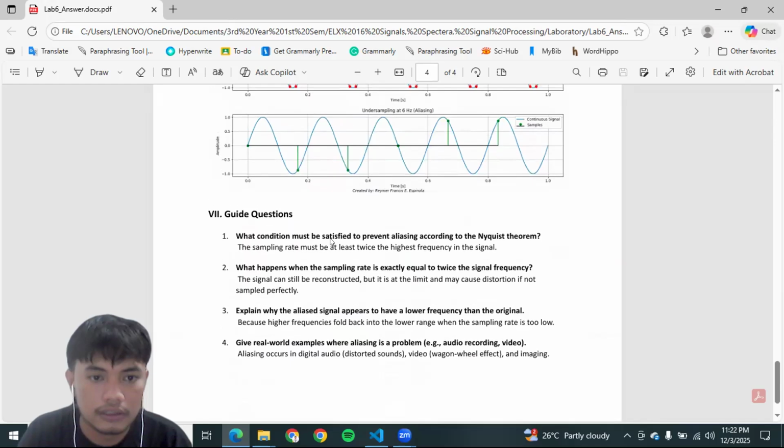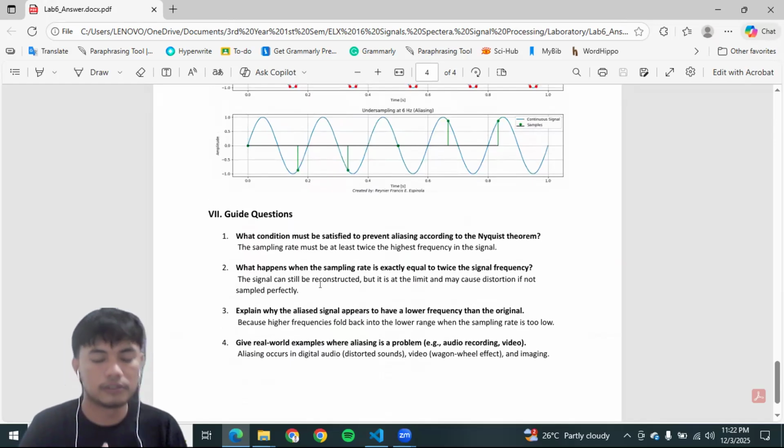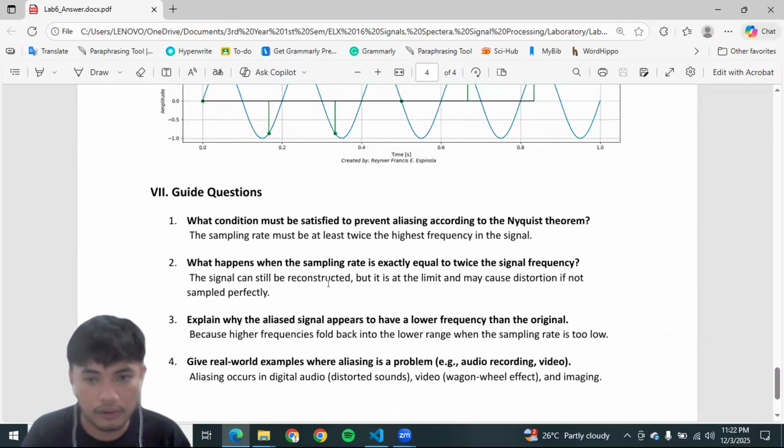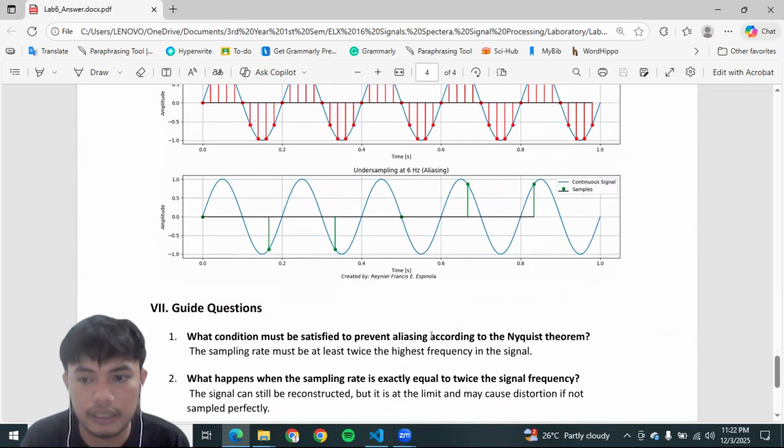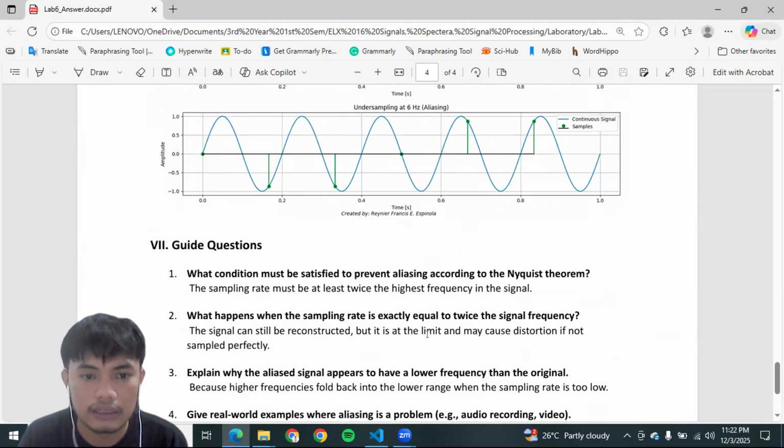Expected result. Let us proceed with the guide questions. So what condition must be satisfied to prevent the aliasing according to the Nyquist? So our answer to that is that the sampling rate must be at least twice the highest frequency of the signal para ma-represent natin perfectly yung ating sample or yung original signal natin.